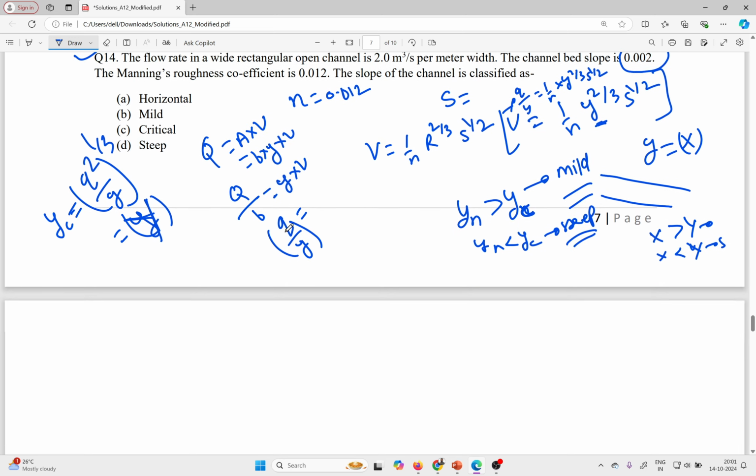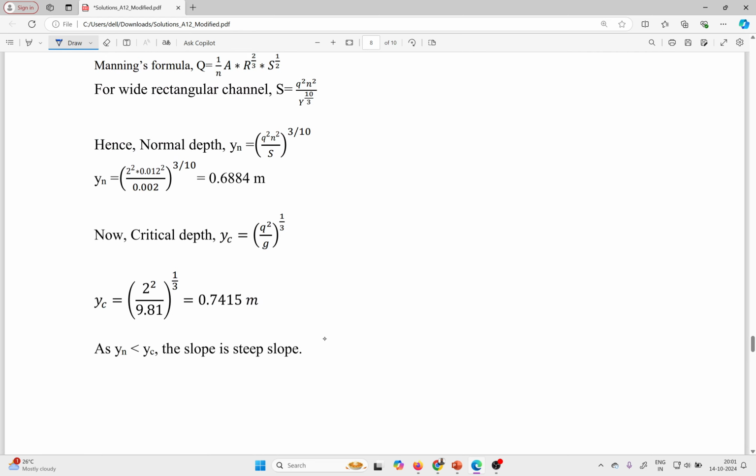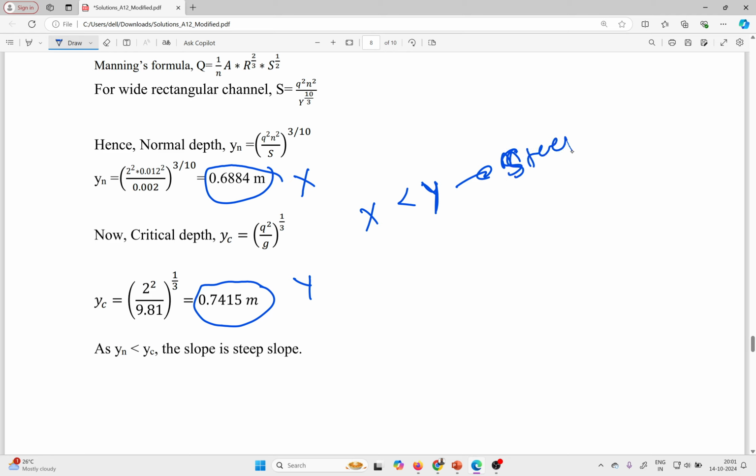So in this question, let us see the answer here. In this, yc is coming 0.74 and yn is coming 0.6. So this is the X value and this is the Y value. The X value is less than the capital Y value, so it means this is a steep slope. Please remember how we calculate.